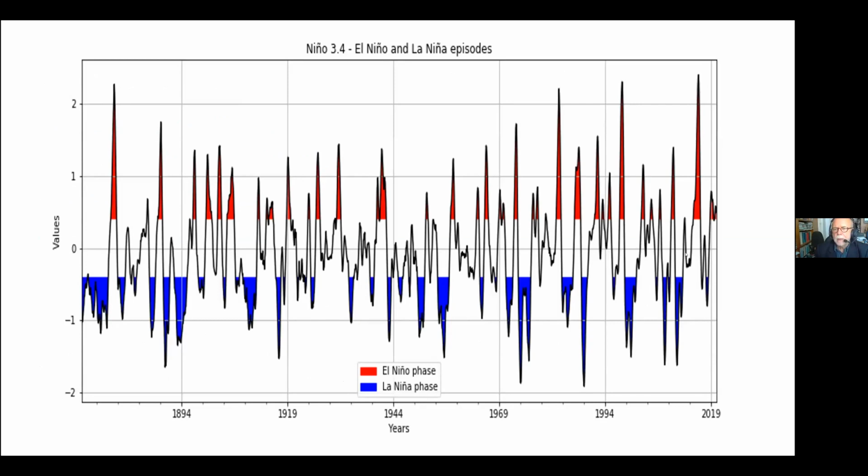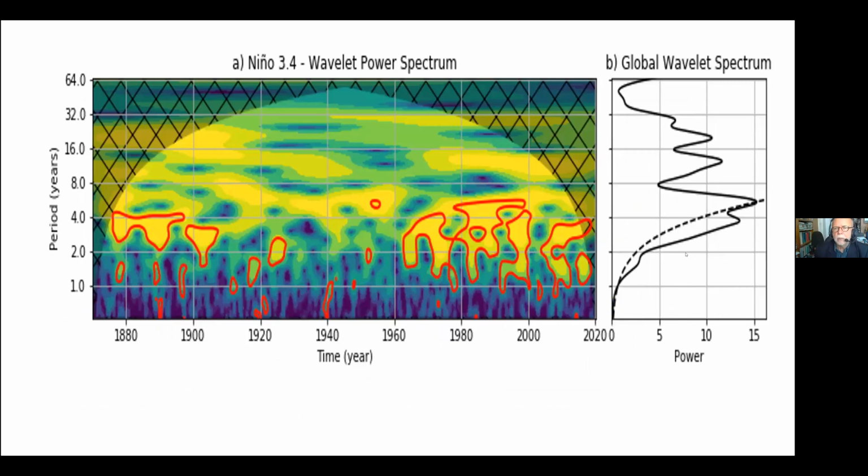The colors show you the intervals when ONI, Oceanic Niño Index, is below minus 0.5 or over plus 0.5. If the moving average over 3 months is below minus 0.5 or over 0.5 for 5 consecutive months, then we declare it's El Niño or La Niña. We used wavelets to show the quasi-periodic properties of ENSO.